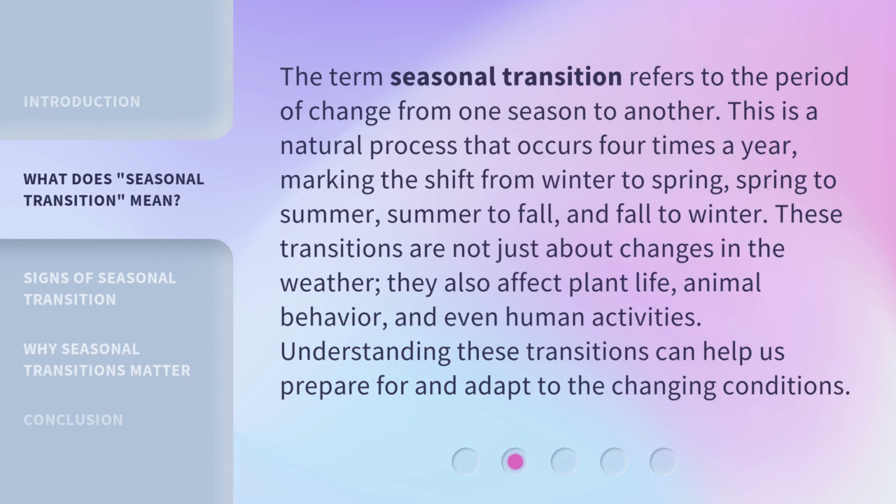The term seasonal transition refers to the period of change from one season to another. This is a natural process that occurs 4 times a year, marking the shift from winter to spring, spring to summer, summer to fall, and fall to winter.